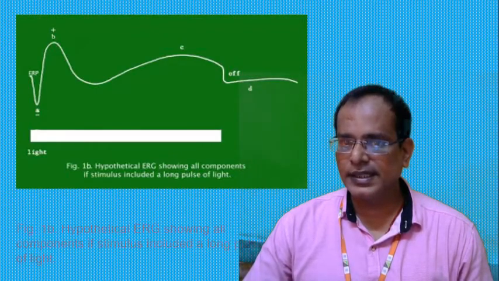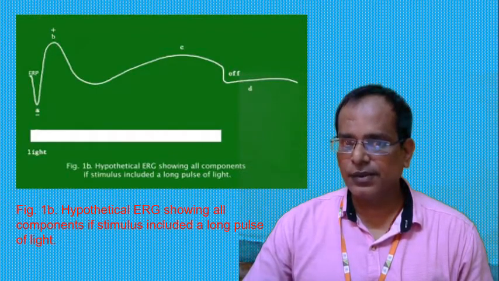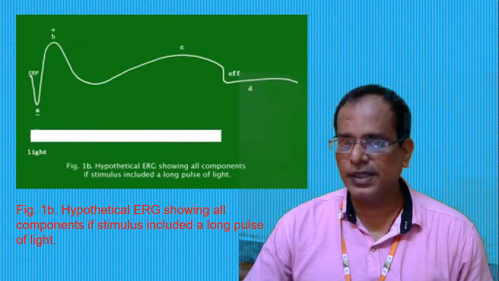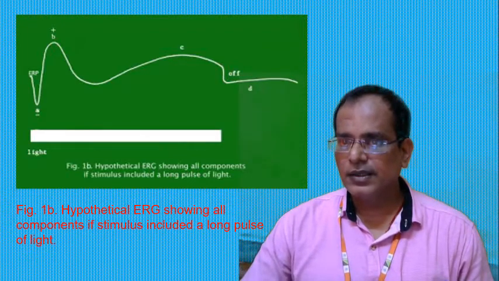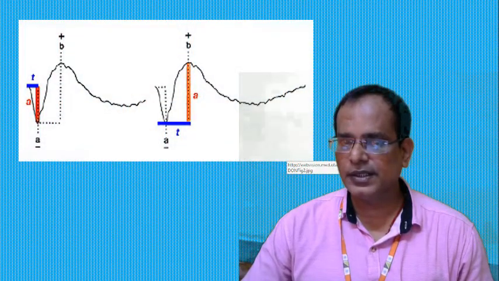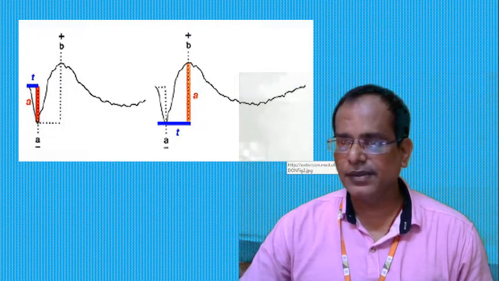Now what we are seeing here is figure 1B, a hypothetical ERG showing all the components if the stimulus included a long pulse of light. Another waveform you are going to see here is the same one. They are measuring the amplitude for the A wave as well as the B wave, which you are seeing here.